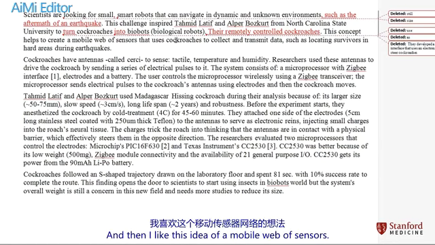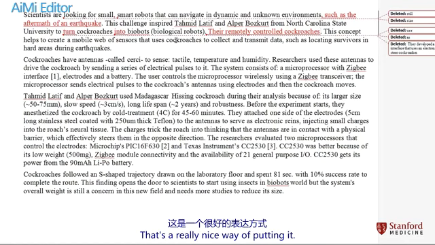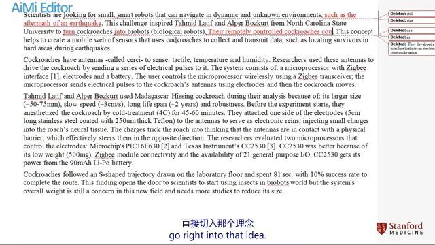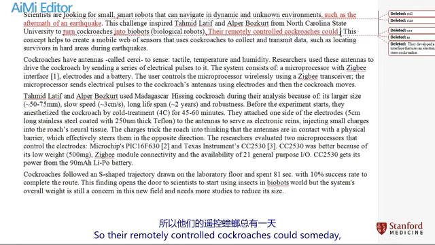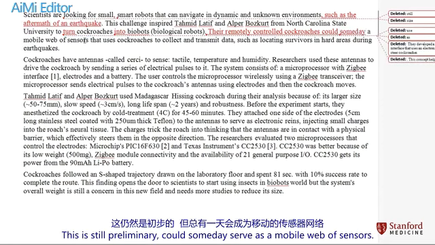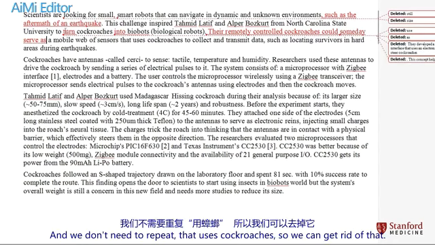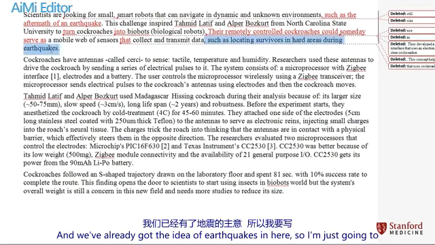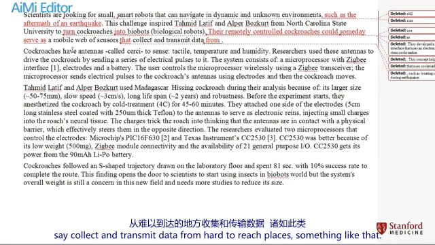And then I like this idea of a mobile web of sensors. That's a really nice way of putting it. So I'm going to just start with their remotely controlled cockroaches and go right into that idea. So their remotely controlled cockroaches could someday, I think I'm going to put the word someday because we're not there yet. This is still preliminary. Could someday serve as a mobile web of sensors. And we don't need to repeat that it uses cockroaches, so we can get rid of that. A mobile web of sensors that collect and transmit data. And we've already got the idea of earthquakes in here, so I'm just going to say that collect and transmit data from hard to reach places.